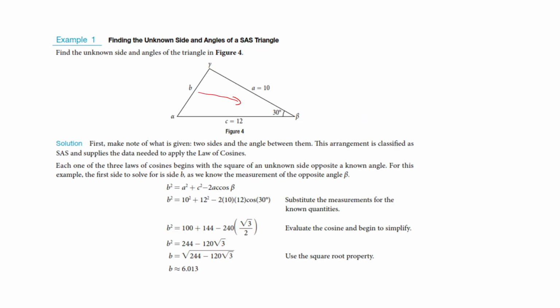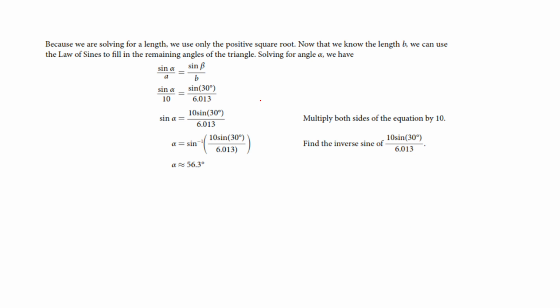Now, we now have all three sides. So we have a choice. So this turns out to be 6.013. Now, if they wanted the whole triangle, we have two angles that we're going to need to find. We now have a complete ratio. So if you wanted, you could use the law of sines, but there's actually a disadvantage here. If we use the law of sines, we get alpha is 56.3.